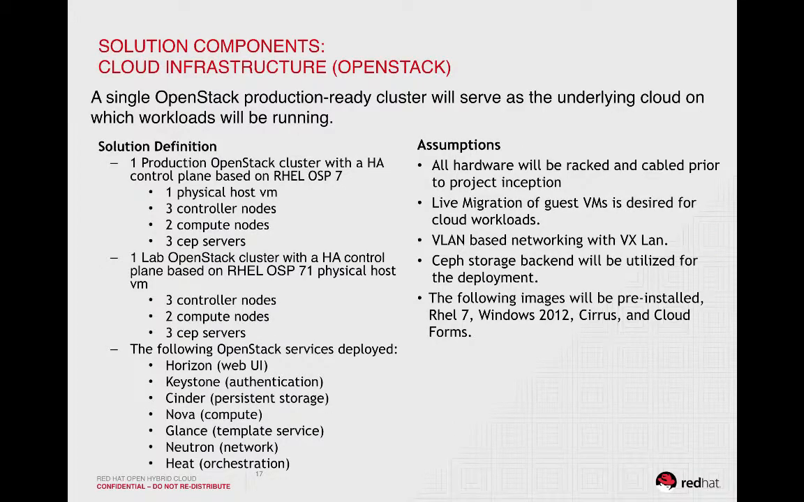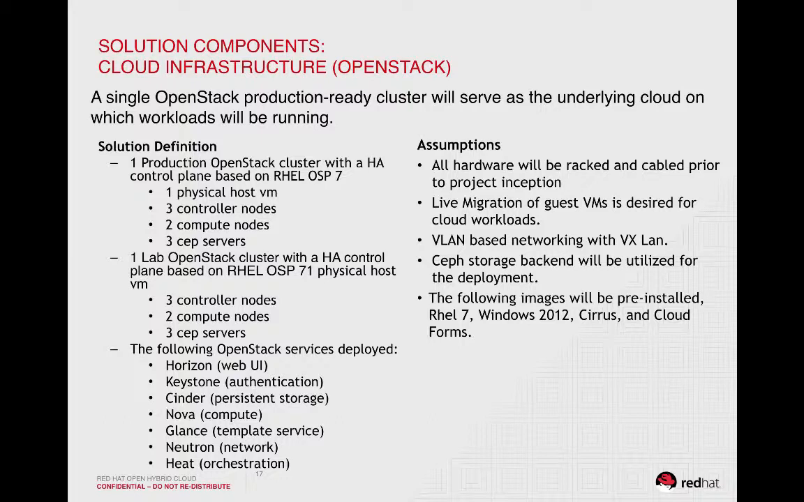These are the solution components that we utilized for this deployment for this lab environment. We had one production OpenStack cluster, and that had an HA control plane based on RHEL OSP 7 that contained one physical host VM, 3 controller nodes, 2 compute nodes, and 2 separate availability zones, as well as 3 Ceph servers.